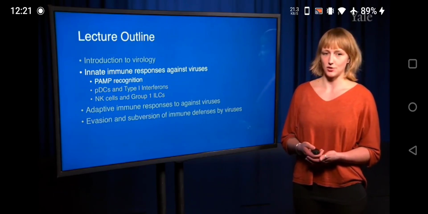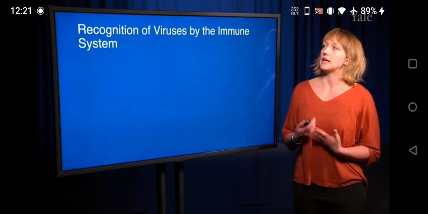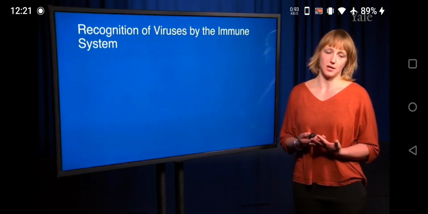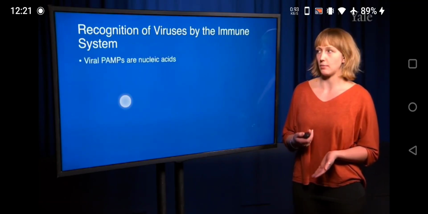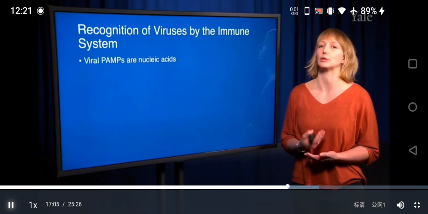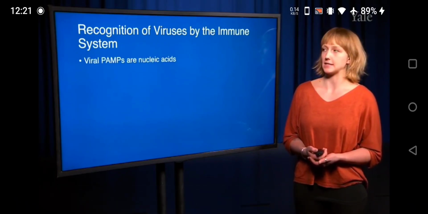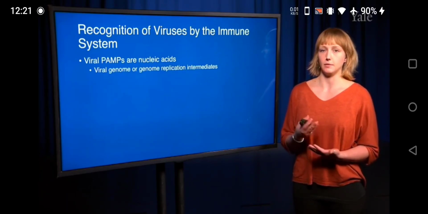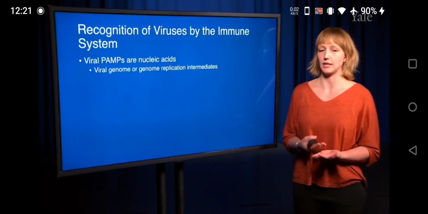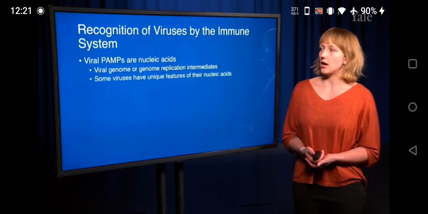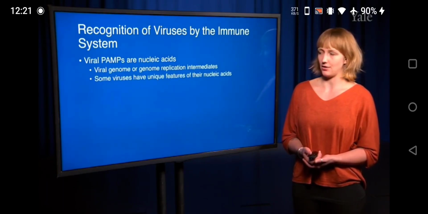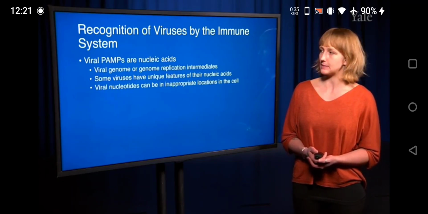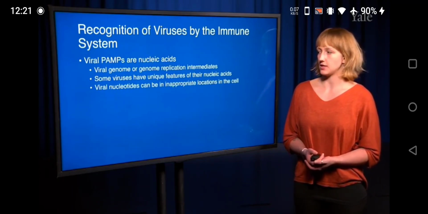So in order to recognize viruses by our immune systems, most viral PAMPs, so pathogen-associated molecular patterns, are nucleic acids. So this could either be direct sensing of the viral genome or of genome replication intermediates. And as I mentioned before, some viruses have unique features of their nucleic acids. And viral nucleotides can also be in inappropriate locations in the cell.